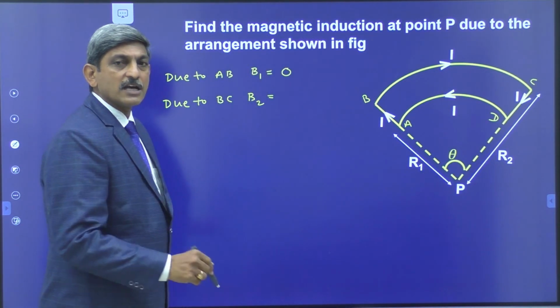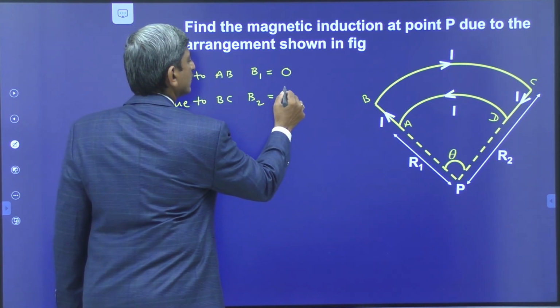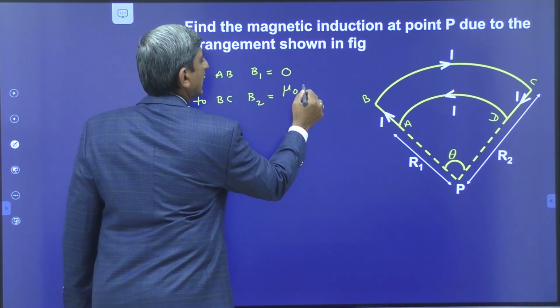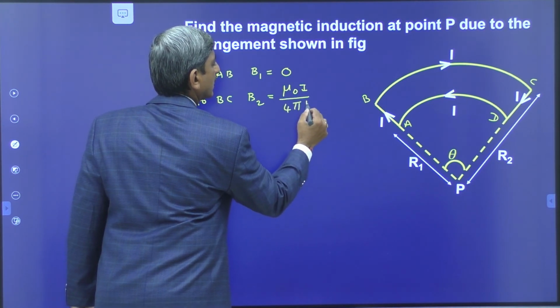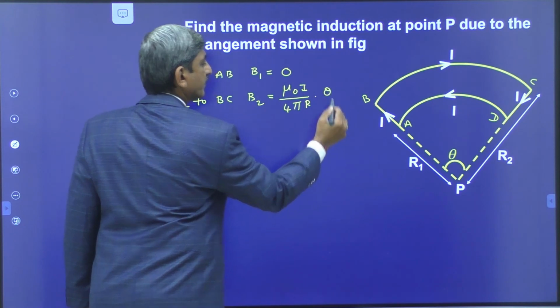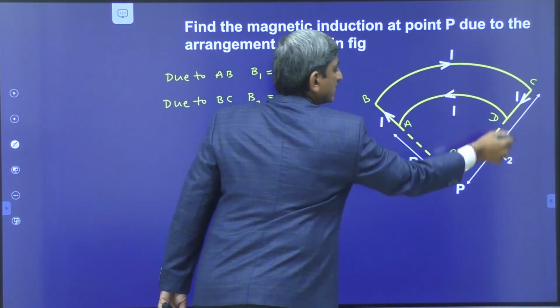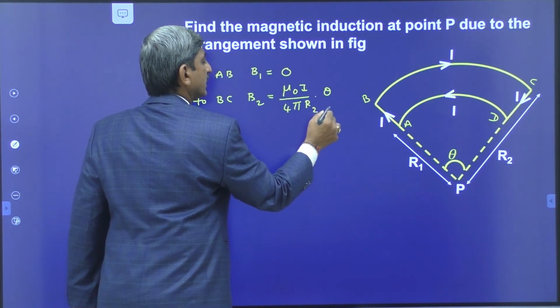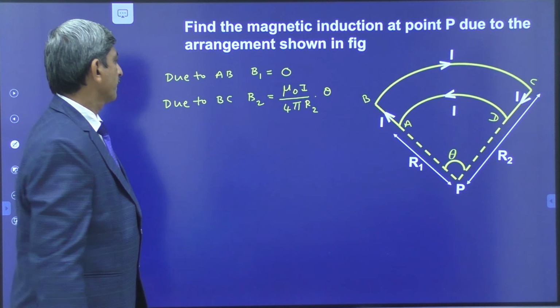So because of the circular arc, we know the formula for the magnetic induction, that is given by B2 is equal to mu naught I divided by 4 pi R into theta. Here R is the radius of the coil. For this BC arc, the radius is equal to R2. That's why B2 is equal to mu naught I by 4 pi R2 into theta.